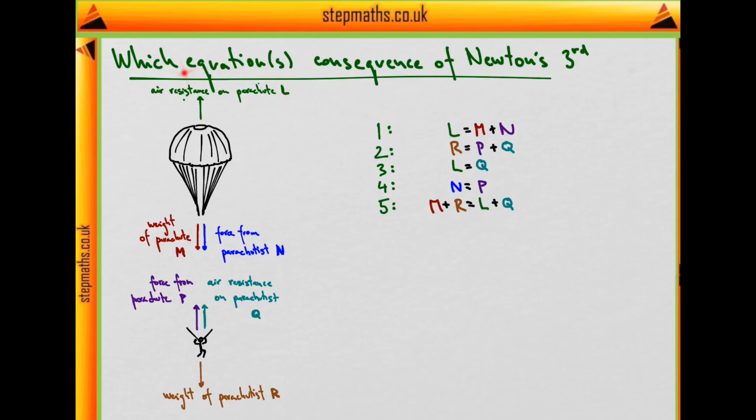There's the air resistance of the parachute, L, then the weight of the parachute, the weight of the parachutist, force from the parachutist on the parachute, force from the parachute on the parachutist, and air resistance on the parachutist, Q. Then we are also given 5 equations. We are supposed to say which of these equations is or are a consequence of Newton's third law, a direct consequence of that. It's very important to get this right because the question is not asking which of the equations is true. In fact, most of them will be true, but which is a direct consequence of Newton's third.